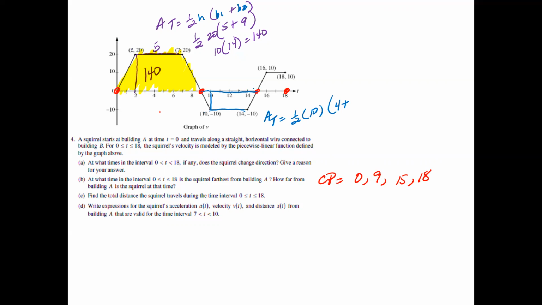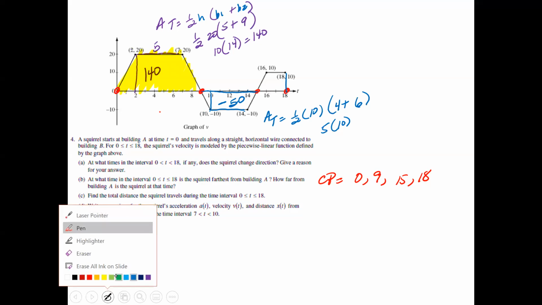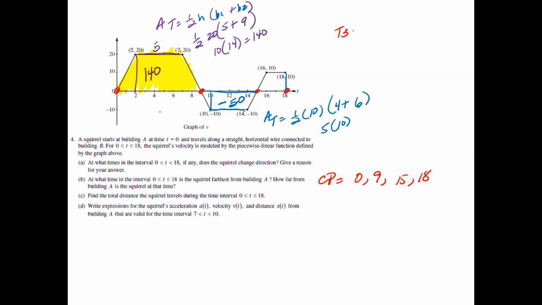2, 3, 4, 5, 6. So that's 6. And so looking at this here, you have 1/2 of 10, which is 5, times 10, which is going to give you a negative 50 because it's below the x-axis. And then lastly, you have this piece right here. That's also a trapezoid. So I'm going to put trapezoid 3, area trapezoid 2, area trapezoid 1.